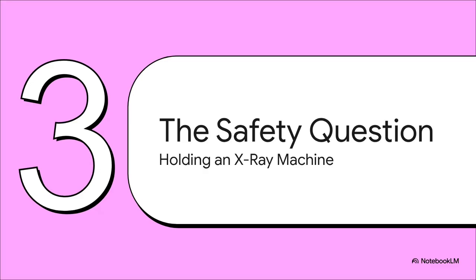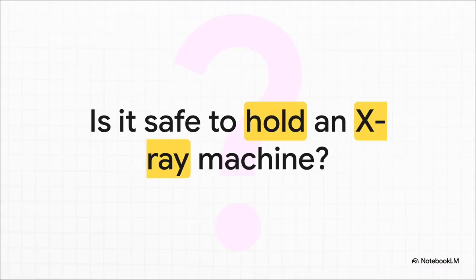Okay, we have to address the elephant in the room. You're holding a device that emits radiation. I mean, come on, how can that possibly be safe for the person holding it? This is without a doubt the first question everyone asks, and for very good reason. And you know what? The entire design of the Nomad is built from the ground up to answer that question with a very confident yes.